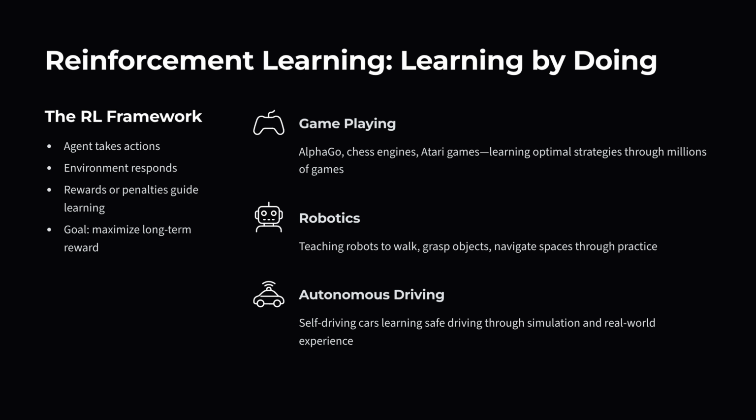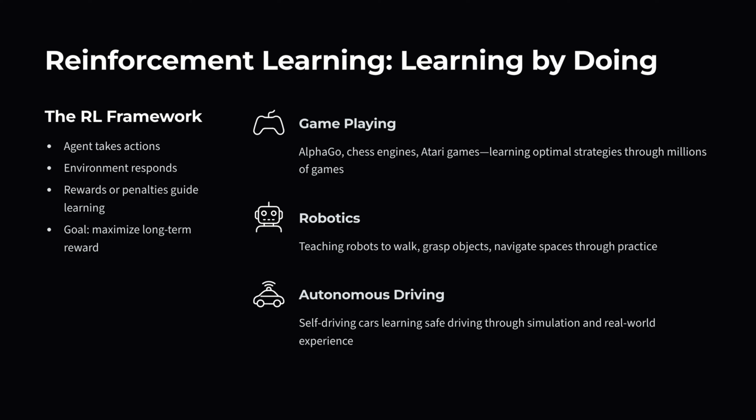Now we move to reinforcement learning. This style of learning is all about experience. The agent takes an action, the environment responds, and rewards guide better behavior. A strong interview answer is: reinforcement learning learns optimal actions by maximizing long-term reward.